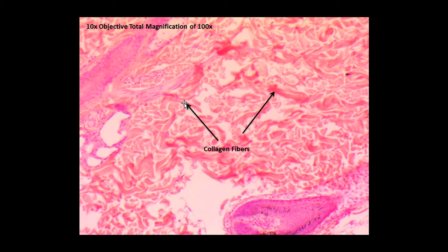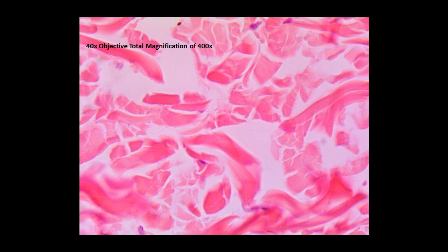If we go up to the 40x objective, we can see the collagen fibers very easily. These are the protein fibers of collagen, and we can see some fibroblast nuclei.